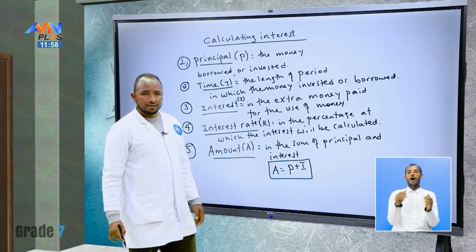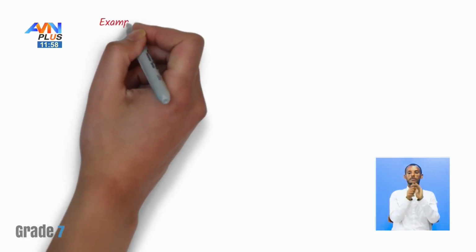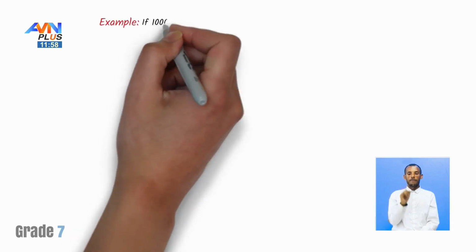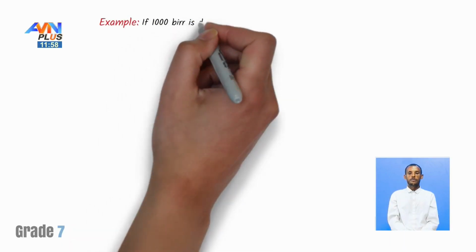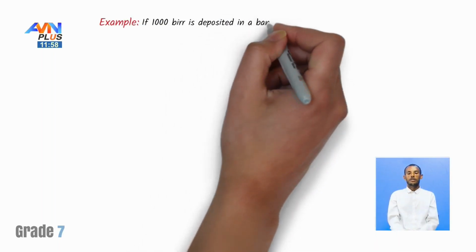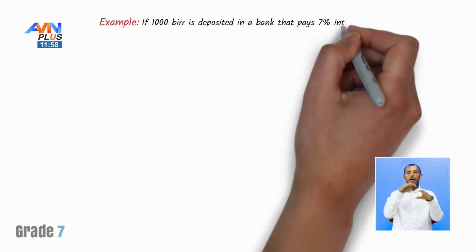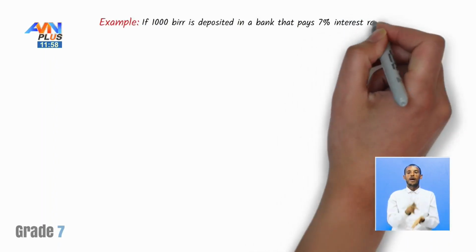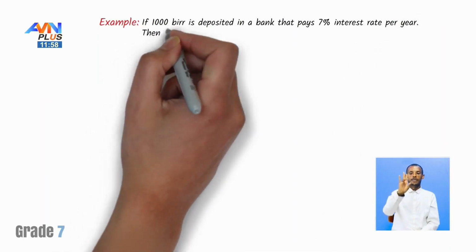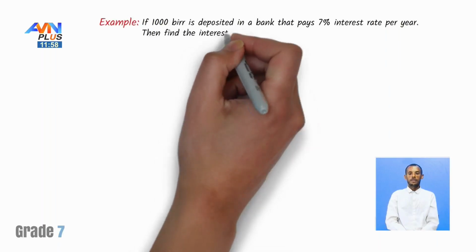Now, let's see an example. If 1,000 birr is deposited in a bank that pays 7% interest rate per year.